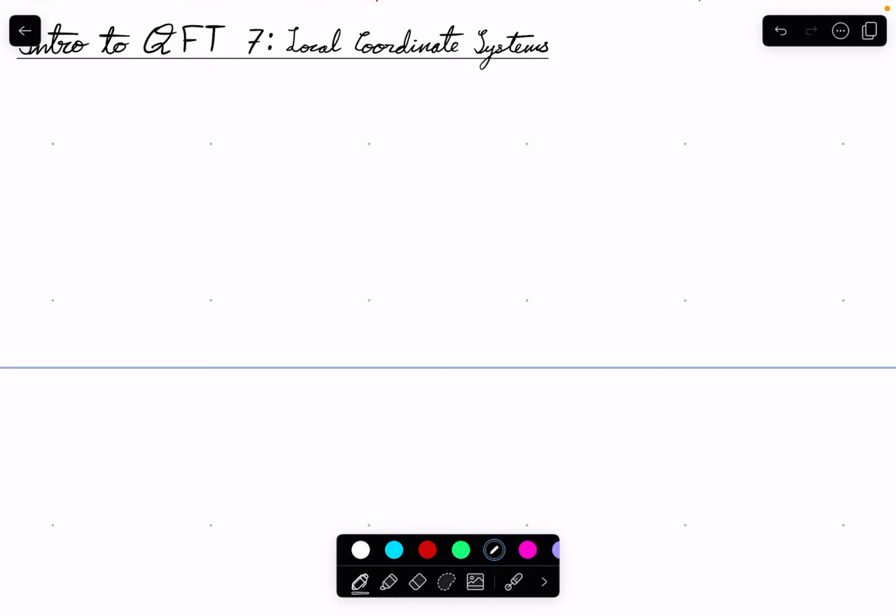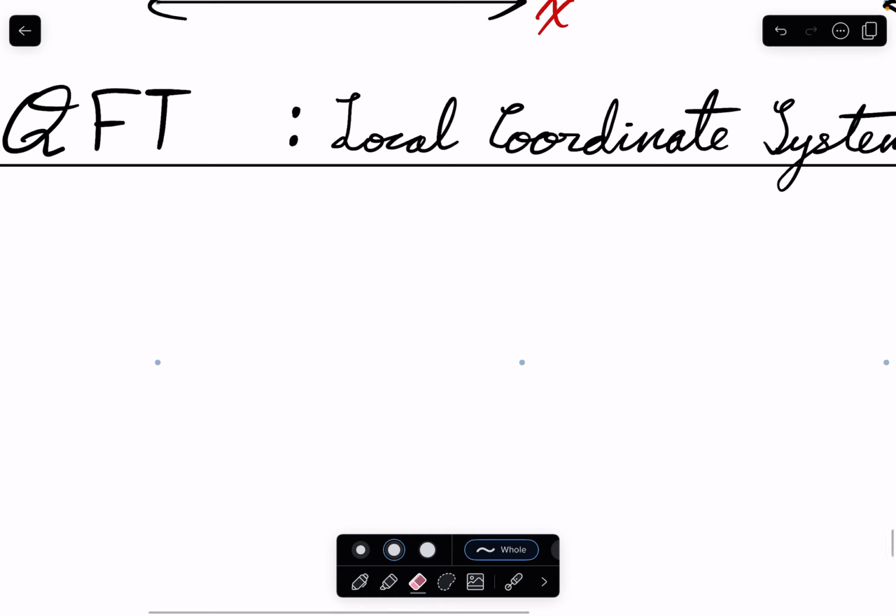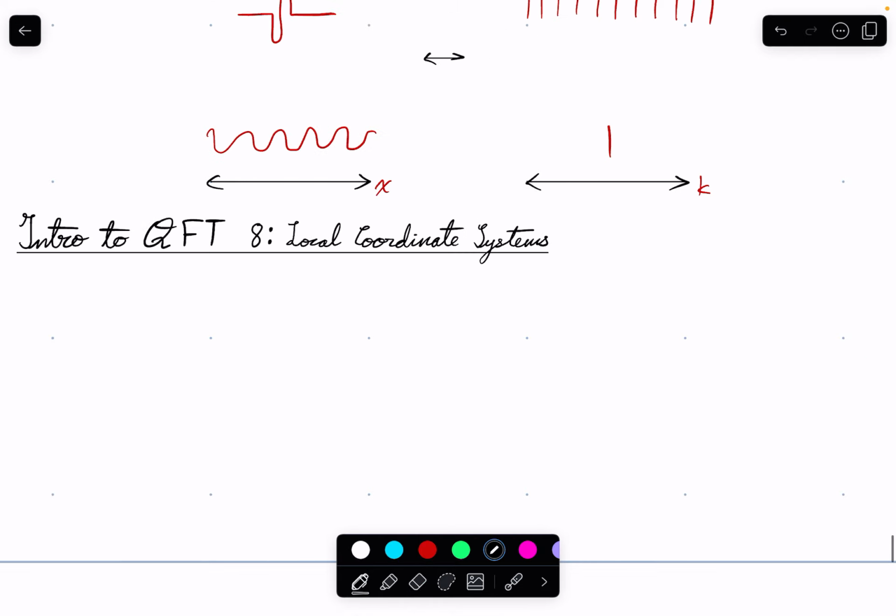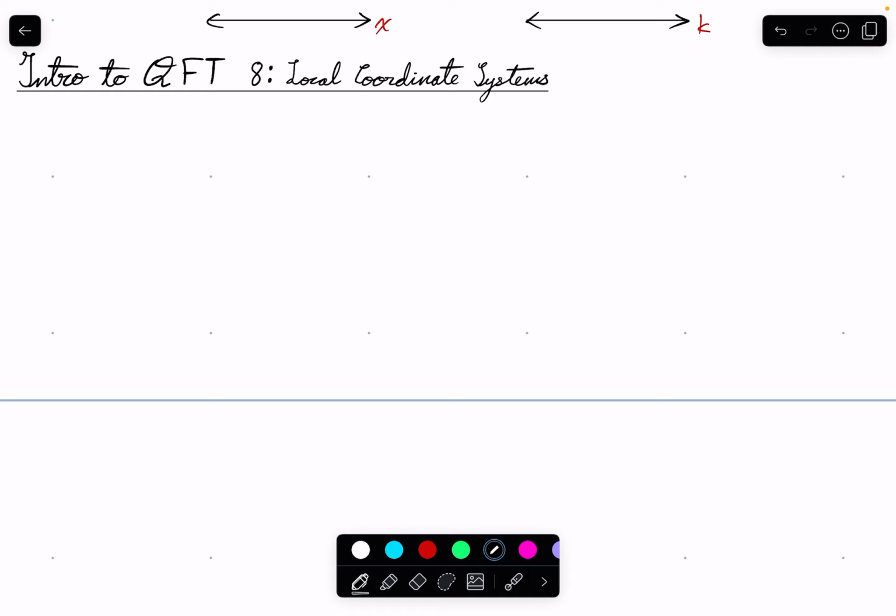Welcome to the eighth video in Introduction to Quantum Field Theory. In this video, we will cover local coordinate systems. So far, we have dealt with fields that have constant coordinate systems.